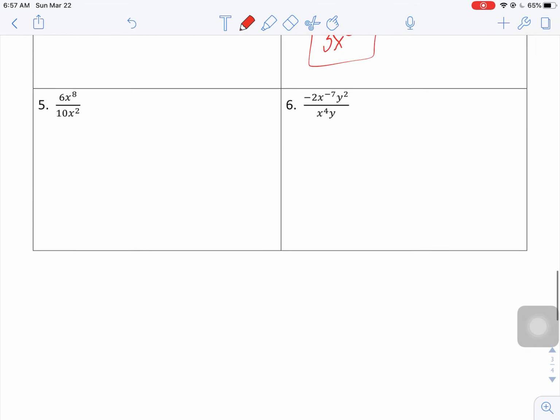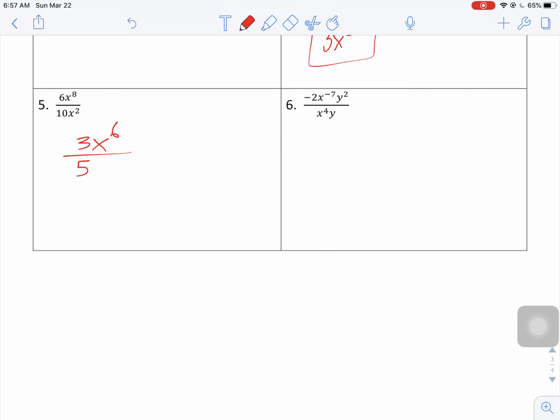On number 5, reduce the coefficients. 6 and 10 are both divisible by 2. So 6 divided by 2 is 3. 10 divided by 2 is 5. For the x's, you're dividing like bases, so you're subtracting the exponents. 8 minus 2 is 6.